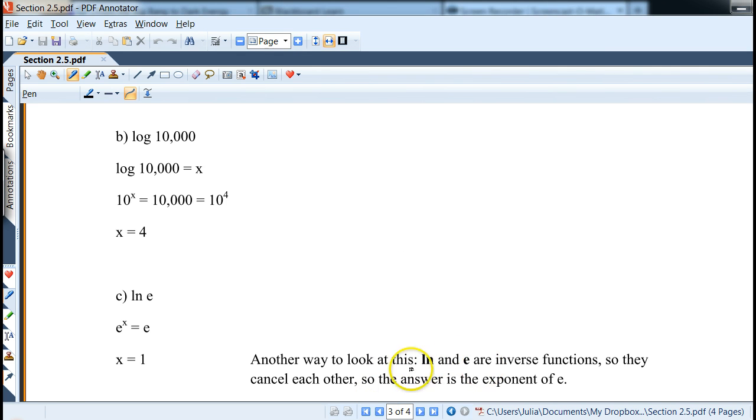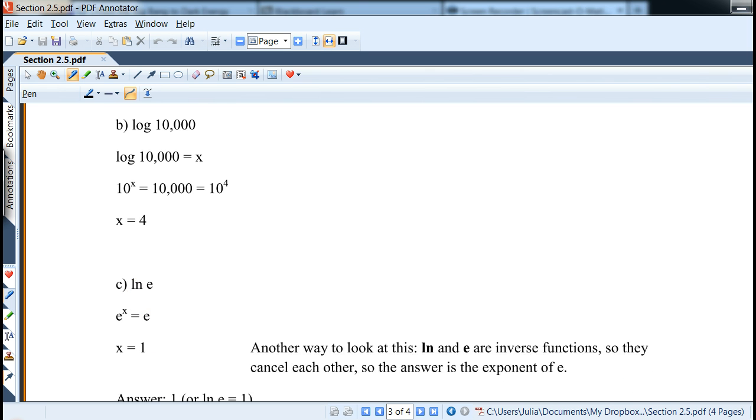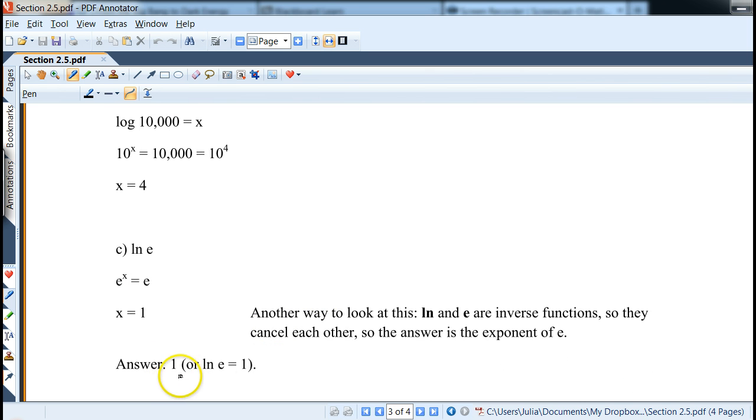Another way to look at this, ln and e are inverse functions. By definition, they cancel each other. Not literally, but they do cancel. They negate each other. So the answer is the exponent of e. If we don't see the exponent, we assume it's 1. So the answer is 1.